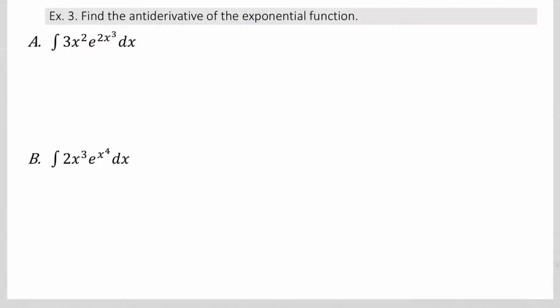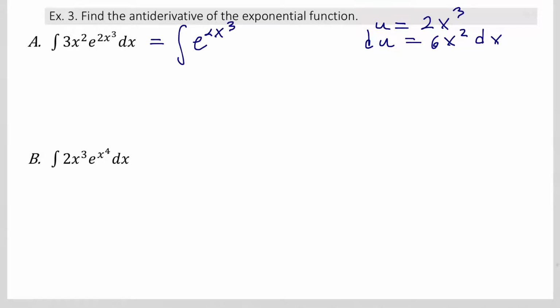All right, so let's try some more of these. So this time it looks like I have a 2x cubed in the power position for the e to the x function, so I'm going to try setting u equal to 2x cubed. Du would be 6x squared dx. And I'm going to look at the form of my integral. So I've got e to the 2x cubed times 3x squared dx. Okay, so I can see that I have the x squared dx. I have a 3 instead of a 6. And this would be my e to the u.